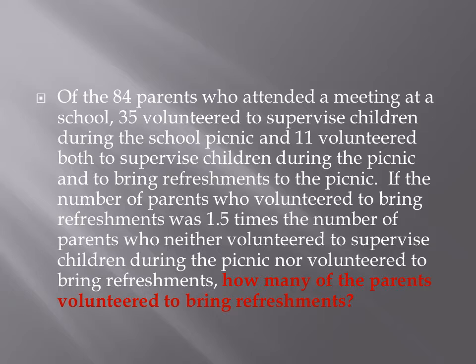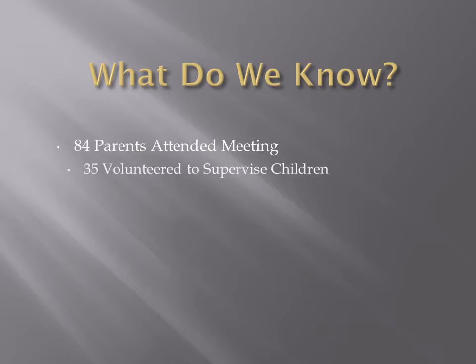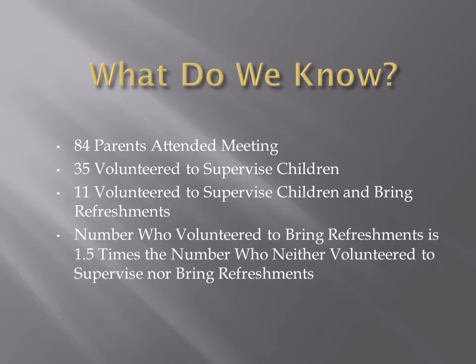It's a pretty confusing question. There's a lot of information in there. So I like to approach something like this by breaking down what we know. I'll take some notes and I'll be able to visibly see the information that I know. So we know that 84 parents attended the meeting. We know that 35 volunteered to supervise children. We know that 11 volunteered to supervise children and bring refreshments. And we know that the number who volunteered to bring refreshments is 1.5 times the number who neither volunteered to supervise nor bring refreshments.